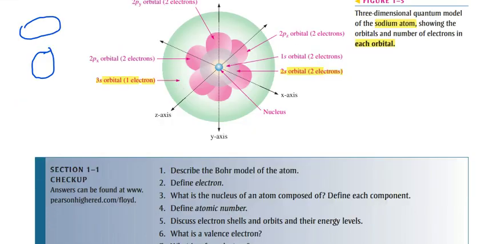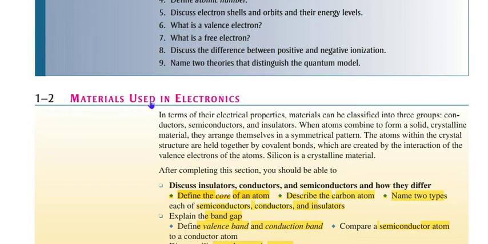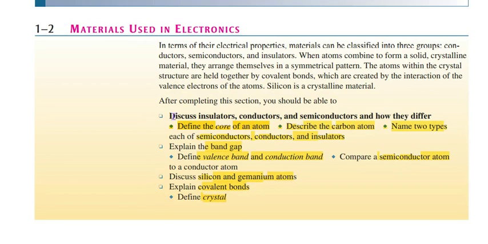Okay, the next point is materials used in electronics. Which materials do we discuss in this topic? The core of an atom, the carbon atom, the types of materials: semiconductor, conductor, and insulator. Band gap, valence band, conduction band, semiconductor atoms, silicon and germanium atoms. These are what we discuss below. Let's start.